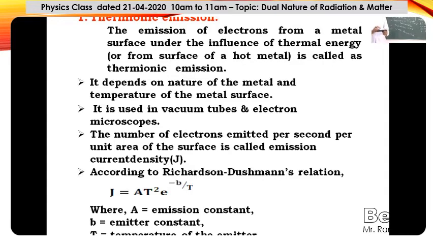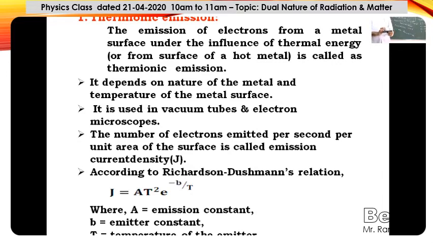What the emission depends on: two parameters we mentioned. First, it depends upon the nature of the metal, and second, the temperature of the metal surface. The more the temperature we supply, the more the number of electrons will be emitted. And the nature of the metal means different metals may require different amounts of heat energy. And where we have used this method: vacuum tubes, electron microscopes, and also TV sets.